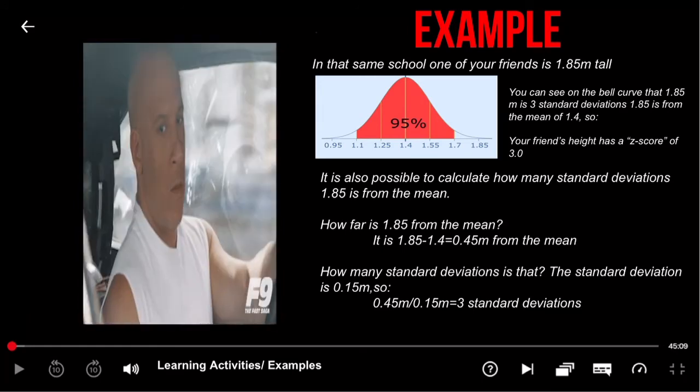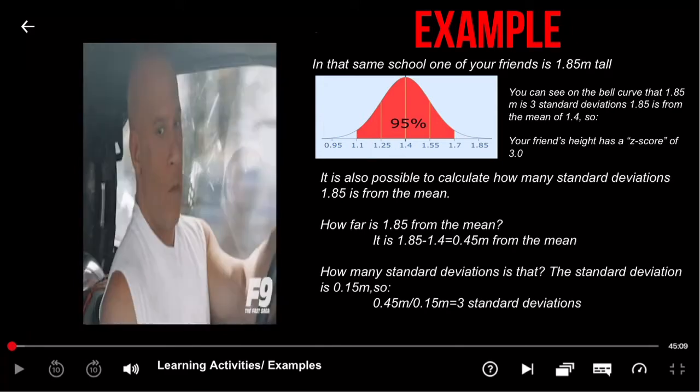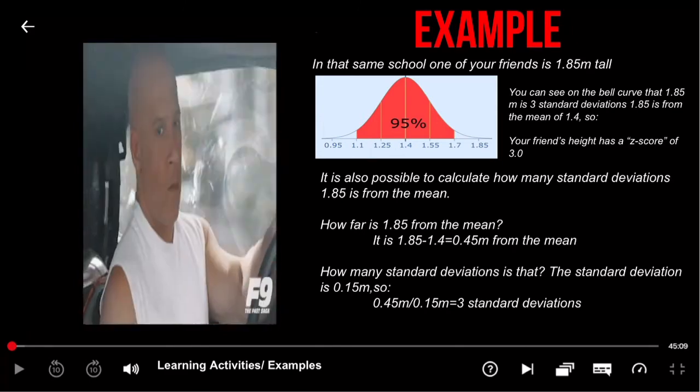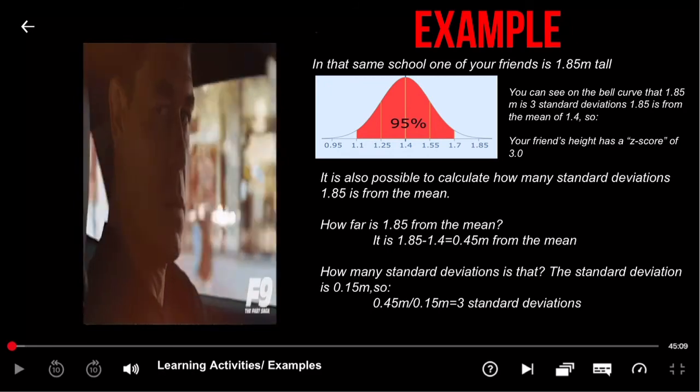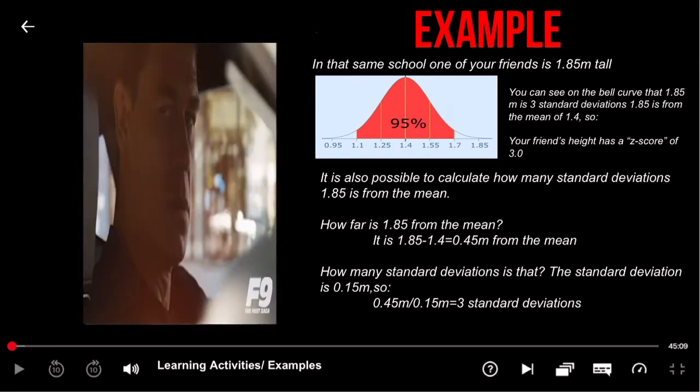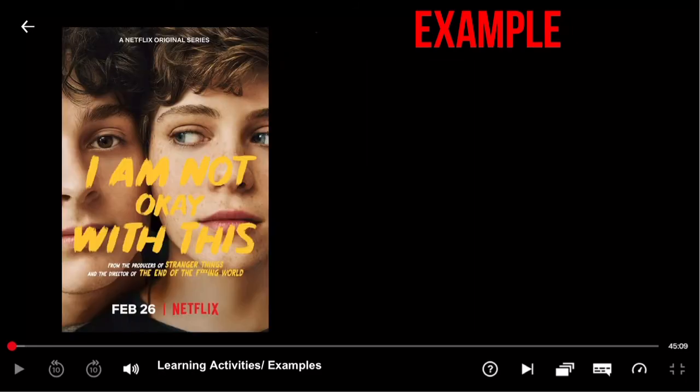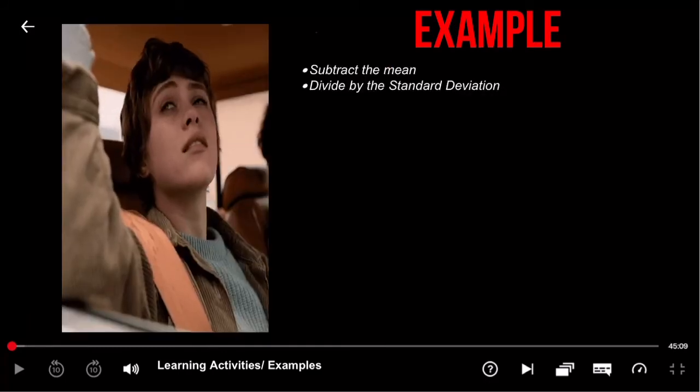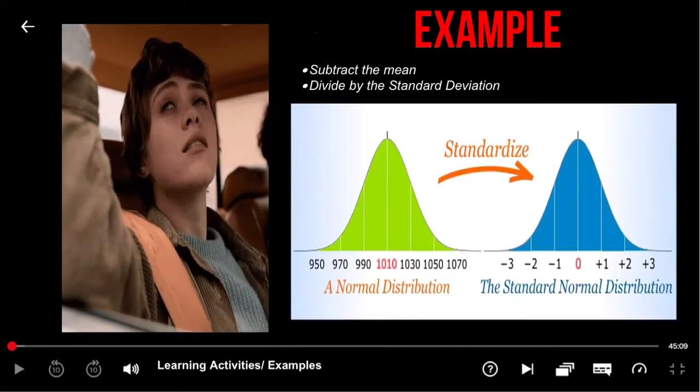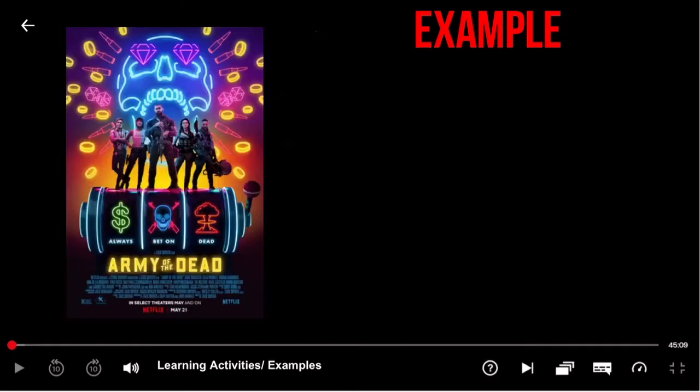How many standard deviations is that? The standard deviation is 0.15 meters. So 0.45 meters over 0.15 meters, we get 3 standard deviations. So to convert a value to a standard score, we need to first subtract the mean, then divide by the standard deviation, and doing that is called standardizing. In this figure, we can see the difference between a normal distribution and the standard normal distribution.